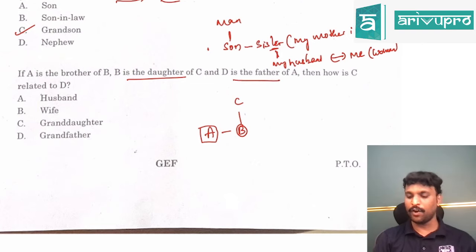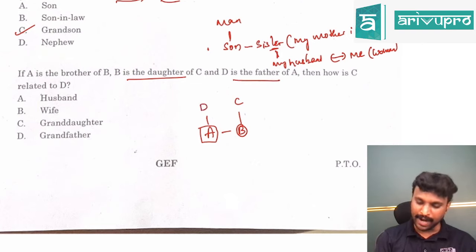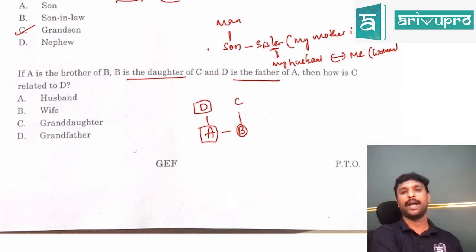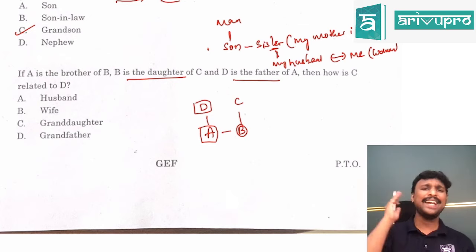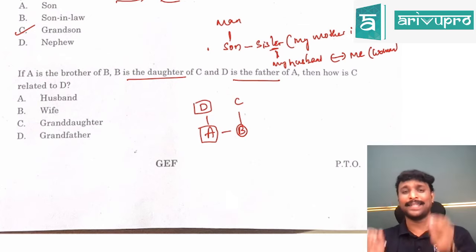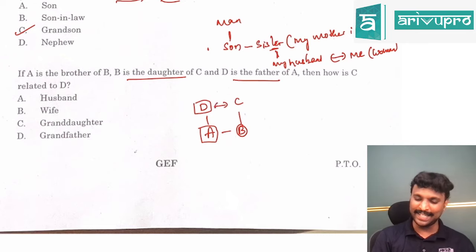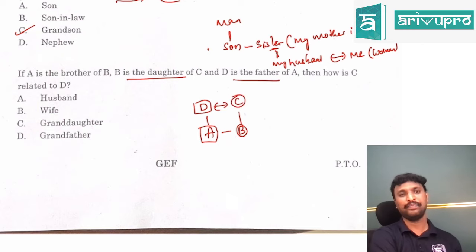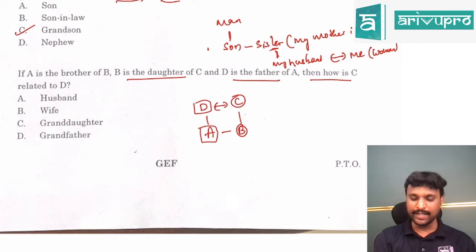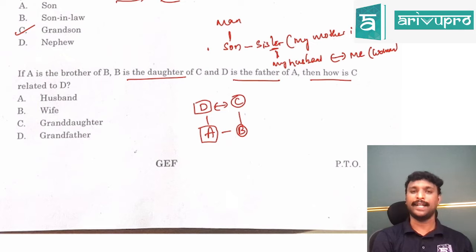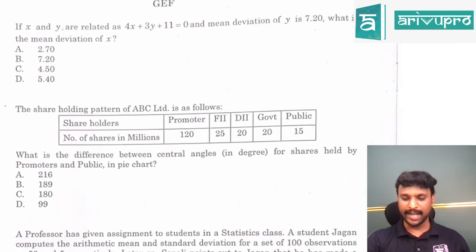And D is the father of A. So D should be above and father. Alright. And now, guys, A and B are siblings. They are the children of the same parent. That means to say D and C are married couple. If D is a male, C should be a female. Clear? Now, what is the question? How is C related to D? C is a wife. C is a female and D and C are married. So C is definitely a wife to D. Is it clear? Look at the next question, guys.